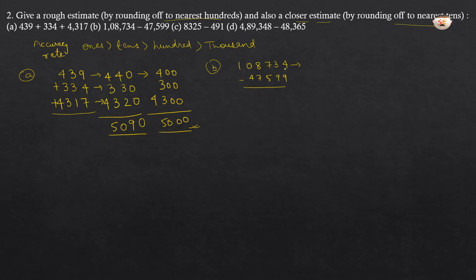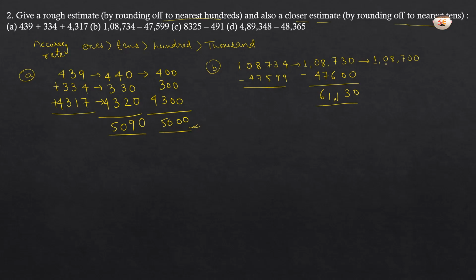First of all, we will estimate this number and this number correct up to the nearest tens, and we will get 1,08,730 minus 47,600. Now we will subtract these two numbers, and that is 61,130.